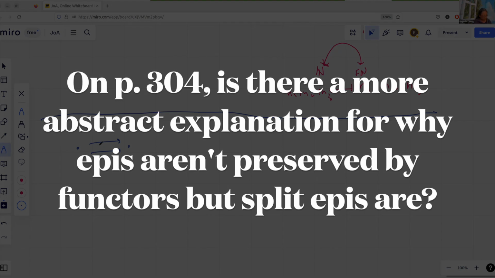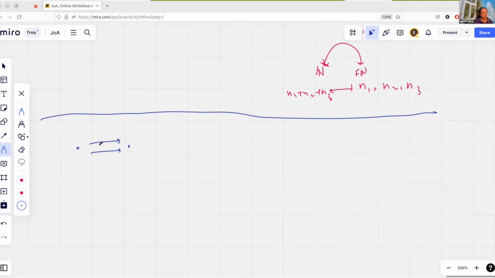Page 304, is there a more abstract explanation for why epis aren't necessarily preserved by functors, but split epis are? I don't know what you mean by more abstract, but the reason is that split epis are defined by a commutative diagram, and commutative diagrams are always preserved by functors. That's kind of the whole point of functors. Whereas epis are defined by a sort of higher order logic. Epis are defined by for all something, there exists something, or something is equal, right? For all pairs of morphisms going in such that... it's a very complicated definition that says for all something such that something is true.